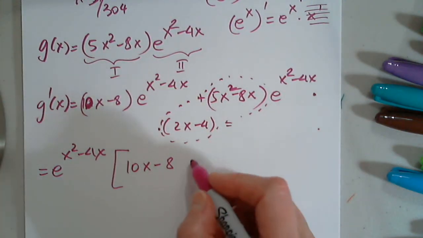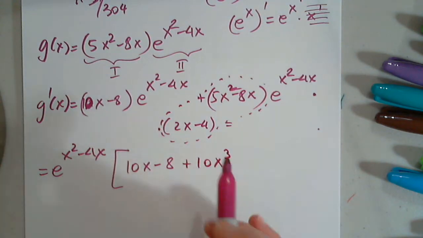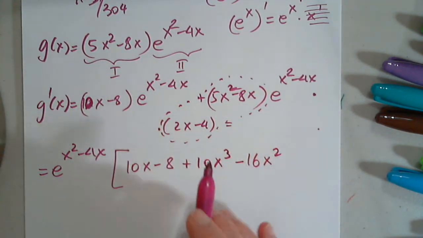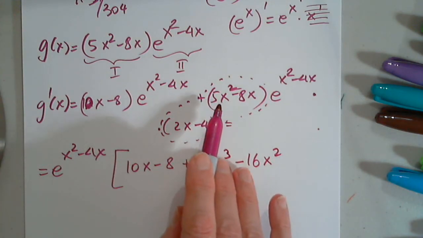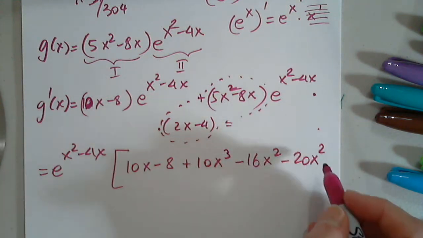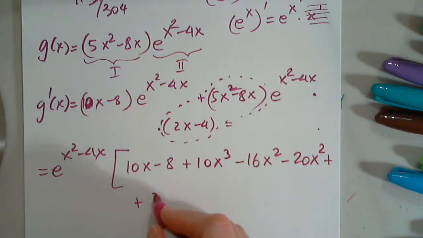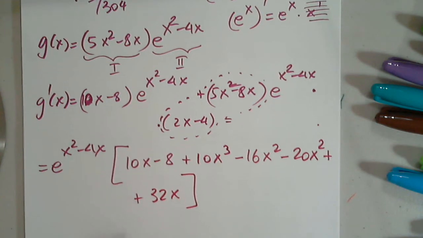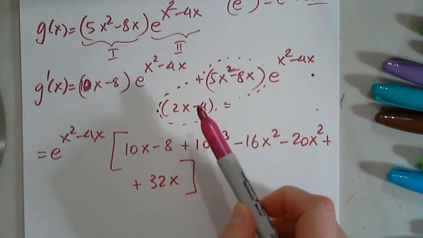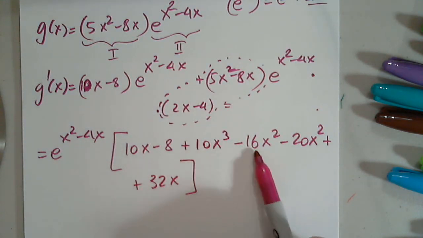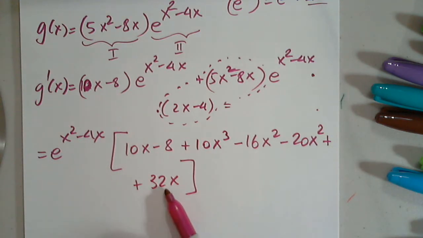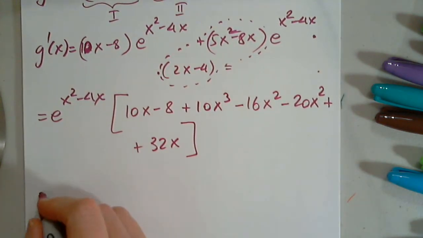2x times 5x squared is positive 10x cubed. 2x times negative 8x is negative 16x squared. Negative 4 times 5x squared is negative 20x squared. Now this is positive, and this is 32x. Okay, I hope I'm okay now. Now, once I make an error, I have to check everything. So this is indeed 10, this is negative 16, this is negative 20x squared, correct? And this is positive 32, correct?